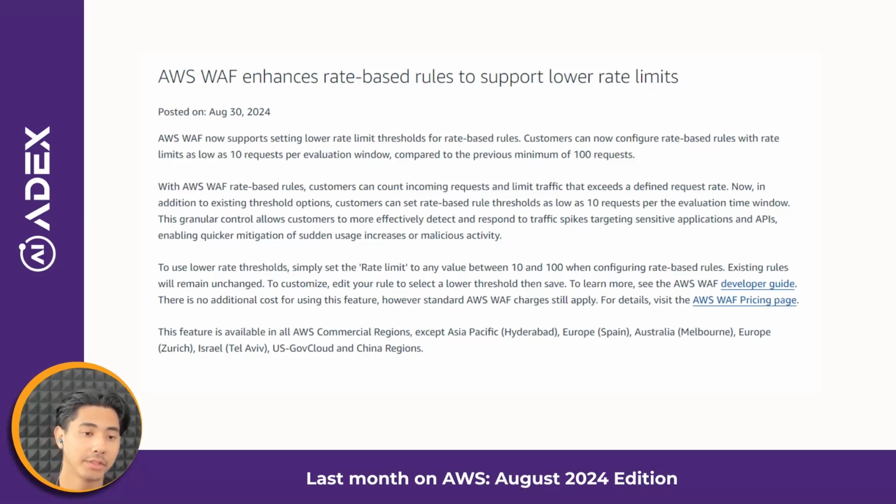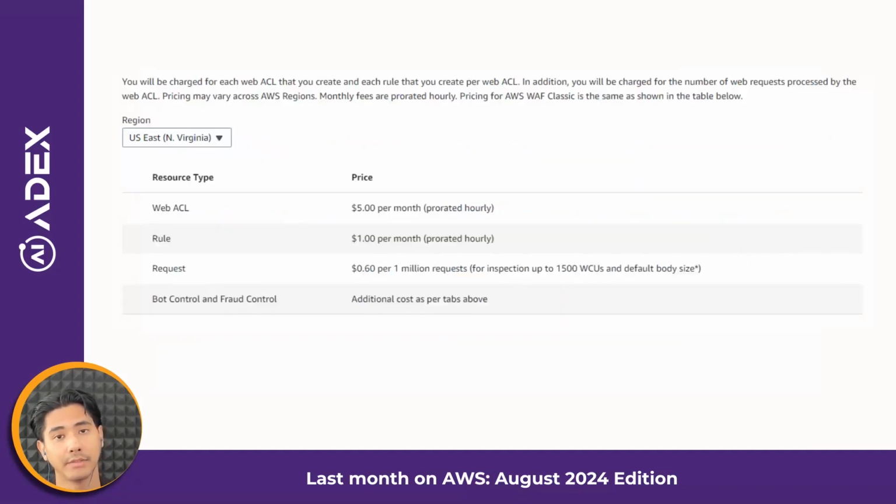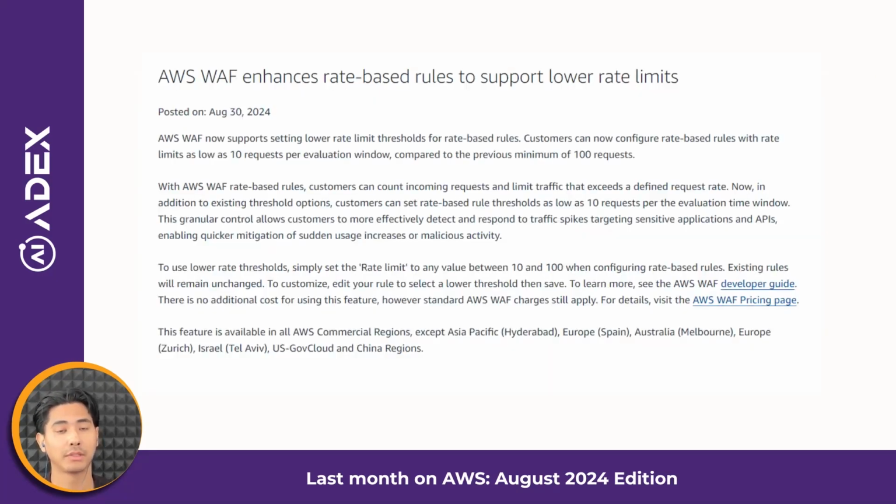To use this feature, set the rate limit to any value between 10 and 100 when configuring your rate-based rules. Existing rules will remain unchanged, and you can simply edit your rule to select a lower threshold and save it. This feature is available at no additional cost beyond the standard AWS WAF pricing. It's also accessible in all AWS commercial regions except some of them that you can find out in this news blog, which will be linked down below. And for more details, you can visit the AWS WAF pricing page and also the AWS WAF developer guide.